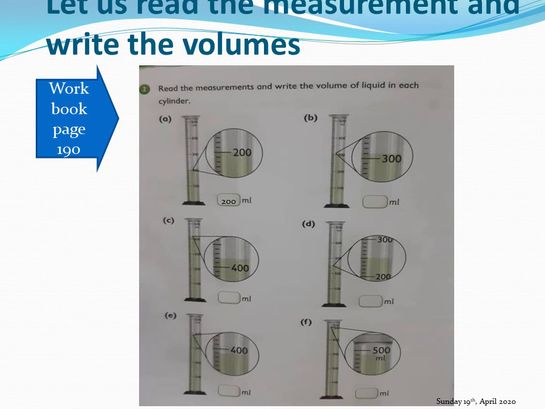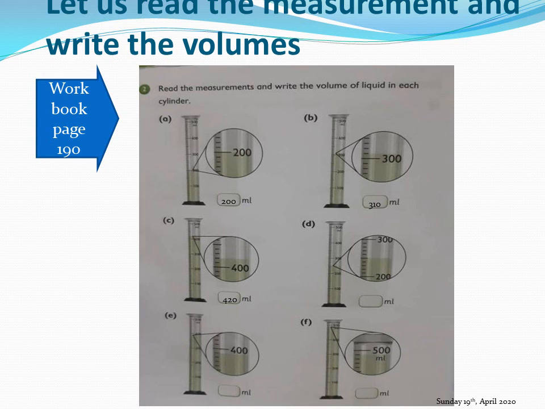What about the third one? Now this one is on 400, but on the second line after 400. So the first line will be 410. The second line will be 420. So we will say we have 420 ml.